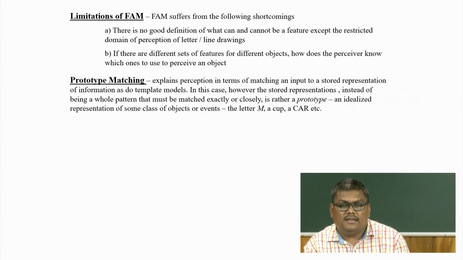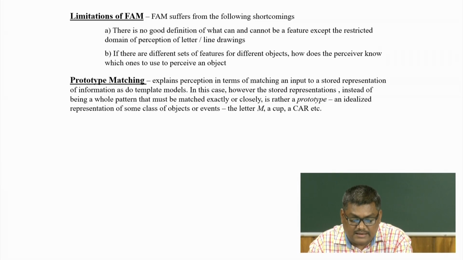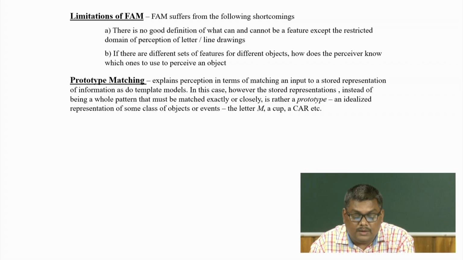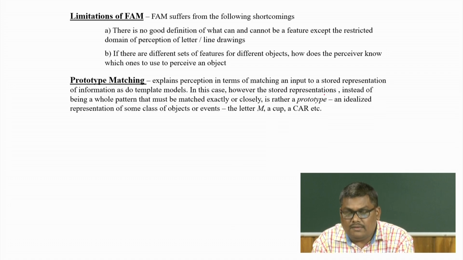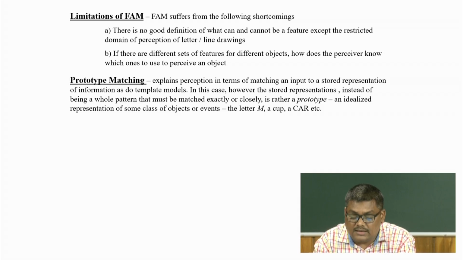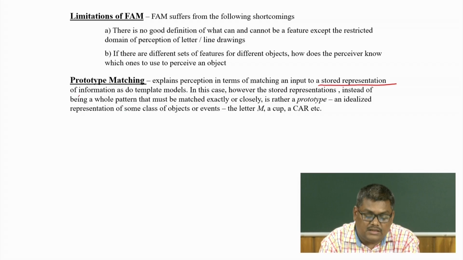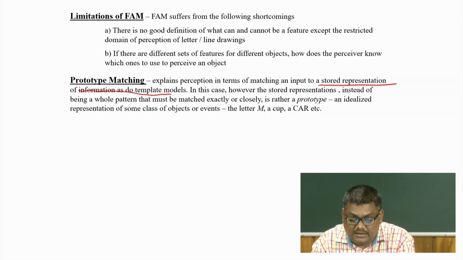Another interesting model, which has been discussed as a bottom up model, is the prototype model. Now, the prototype model is very similar to the template model, but it is an improvement of the template model. What does it do? The prototype model says that whenever an input is given by the visual system to the visual processing system, this is compared to a stored representation of information in the brain. And so, what the template model loses on, the prototype model gains on.